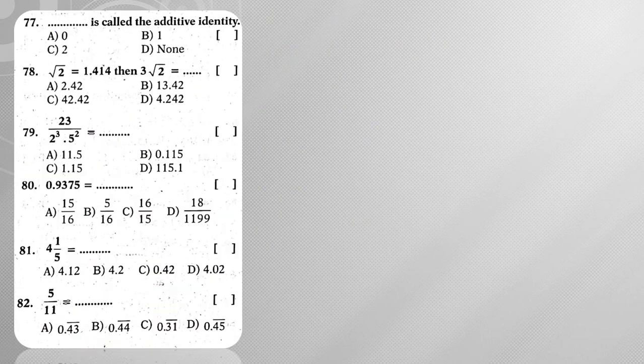Next, question number 77. Dash is called additive identity. So additive identity means, for suppose if I consider a, what should be added to a such that it gives a again? What should be added to a so that you are going to get a again? That means if you add 0, you are going to get a again. That means 0 is nothing but called as additive identity. And here this 1 is nothing but we call it as multiplicative identity. So 1 is called multiplicative identity and 0 is called as additive identity.